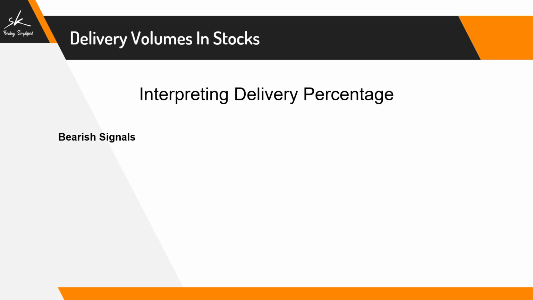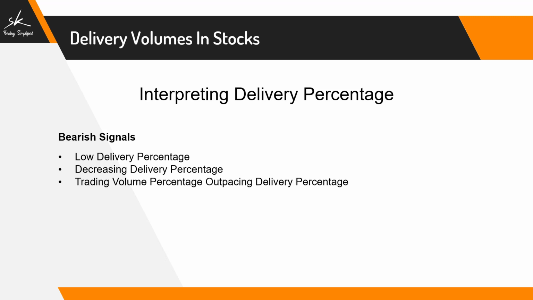How to interpret delivery percentage bearish signals. A low delivery percentage, where only a small proportion of shares are being delivered in relation to the total outstanding shares or trading volume, can be seen as a bearish signal. It suggests a lack of long-term investor commitment and potential price volatility driven by short-term speculation. If the delivery percentage is consistently declining over time, it indicates a decreasing trend of investors taking delivery of shares. This suggests diminishing confidence in the stock's prospects and a bearish sentiment in the market.